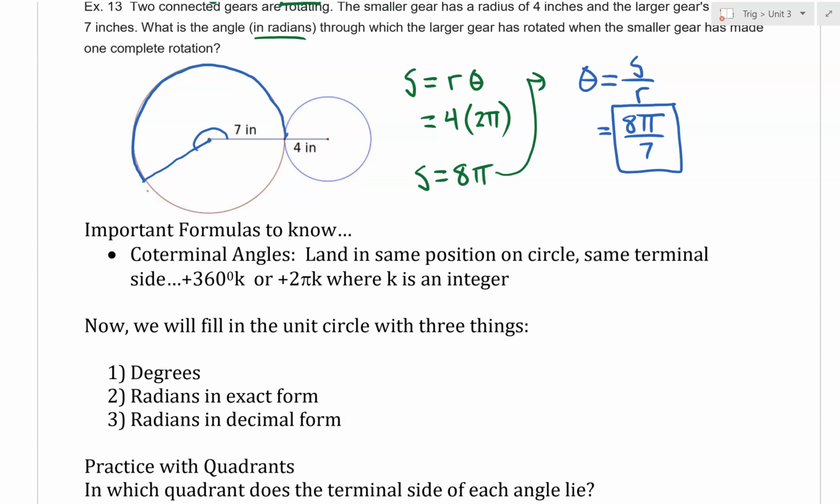Important formulas that we need to know: coterminal angles, they land in the same position on a circle, same terminal side. 360 degrees times k, or 2 pi k, where k is just an integer.